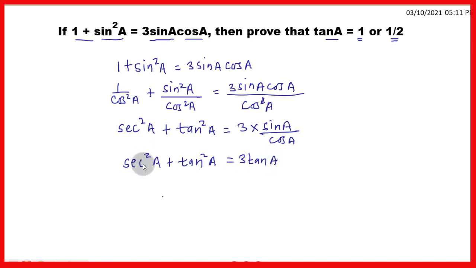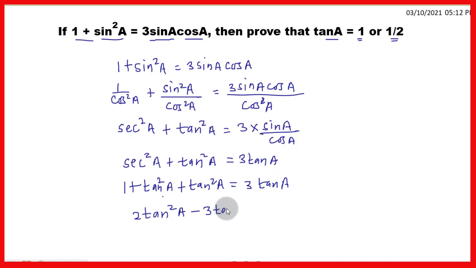But this sec square a is equal to 1 plus tan square a, so I replace sec square a by 1 plus tan square a, plus tan square a, which is equal to 3 tan a. Now here this is tan square a plus tan square a, that will be 2 tan square a, so I write this as 2 tan square a. Then I take 3 tan a to this side, so that will be minus 3 tan a, and this plus 1 will be as it is, which is equal to 0.